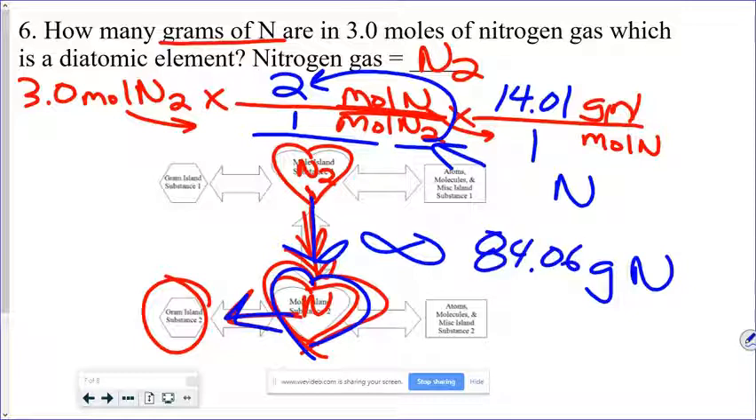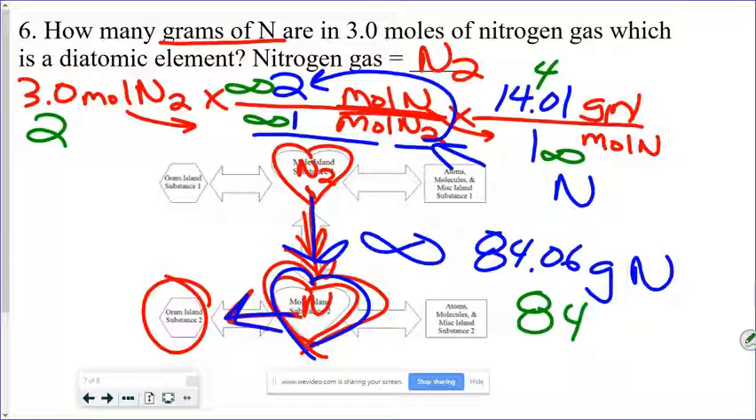84.06 grams of nitrogen. But if we look at the sig figs that we have out there, this one at the beginning has 2 sig figs. This has infinite. This has infinite, meaning it has as many as it possibly can. We're not going to look at it. And this one has 4. So we need to have a 2-digit answer. So our answer is 84 grams of nitrogen.